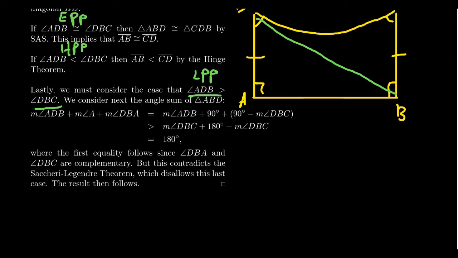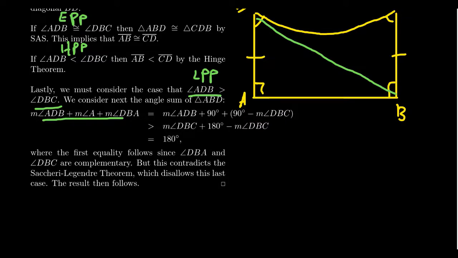So consider the sum of the angles ADB plus angle A plus DBA. What are our angles in play here? We have ADB, which is this angle right here. We have angle A, which is this angle right here. And we have DBA, which is this one right here. So we're just looking at this lower triangle, and we know that its angle sum needs to be less than 180 degrees. Now, angle A we know is a right angle, like so. And so we can make that substitution here. We also know that angle DBA, this one right here, is complementary to angle DBC, because their union forms angle B, which is a right angle. So we get that DBA is the complement to the angle DBC.